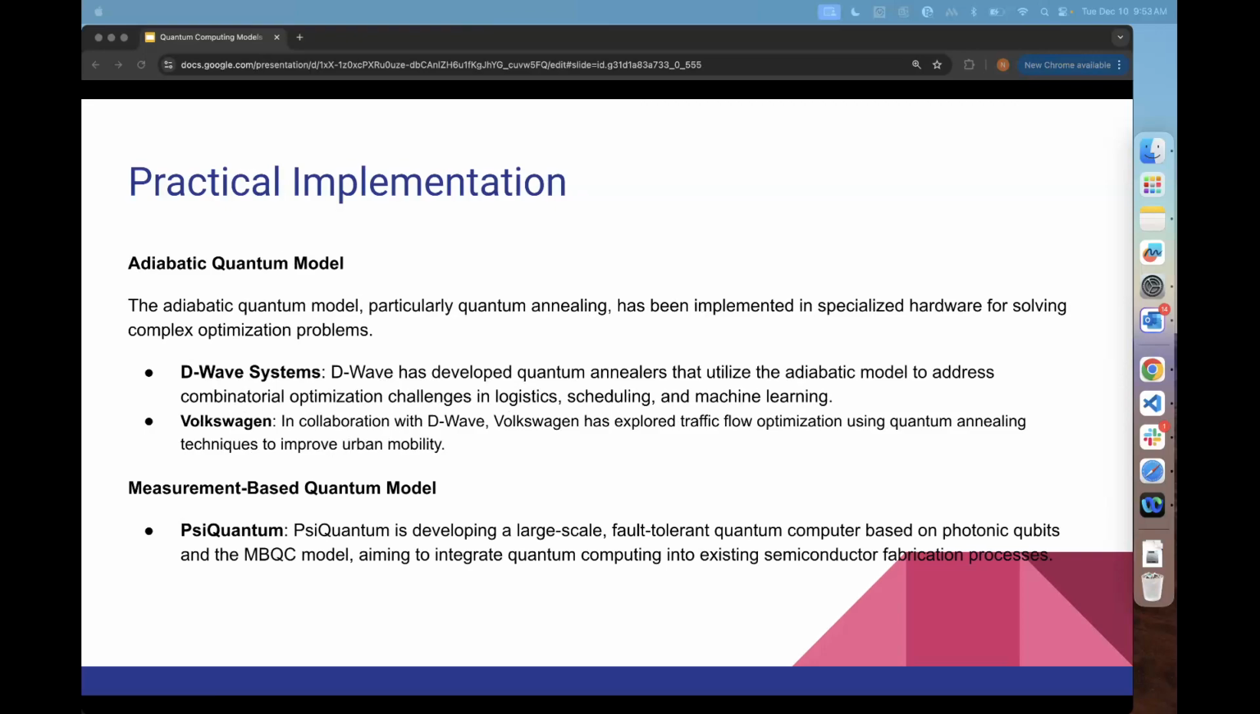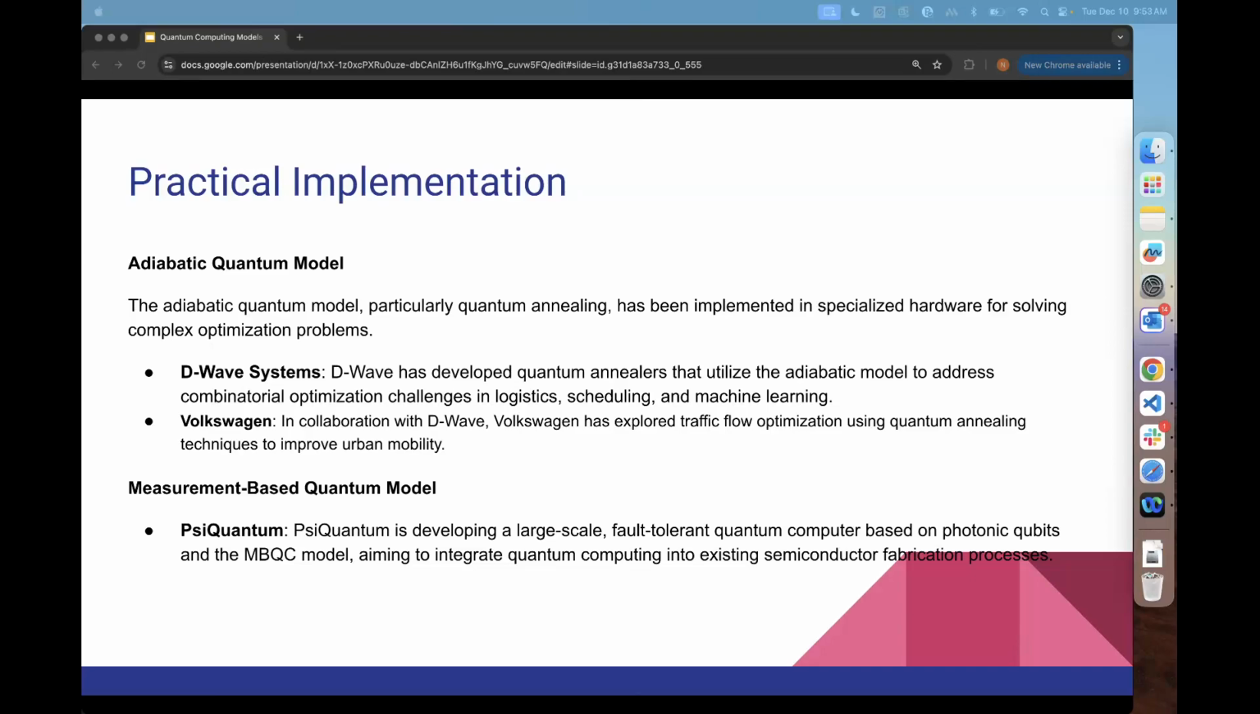Coming to adiabatic quantum models, these particularly leverage the concept of quantum annealing, which has been implemented in specialized hardware for solving complex problems. D-Wave has developed a quantum annealer that utilizes this adiabatic model to address optimization challenges in logistics, scheduling, and machine learning.